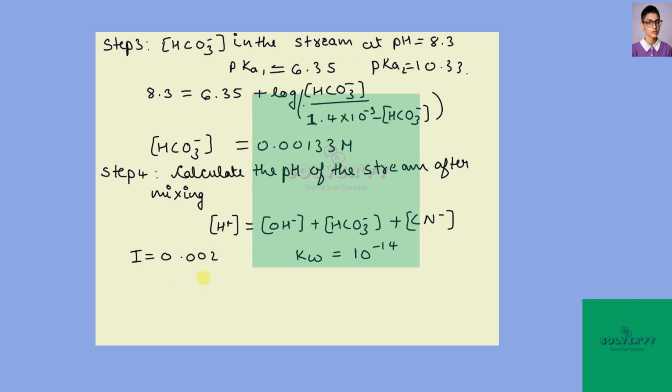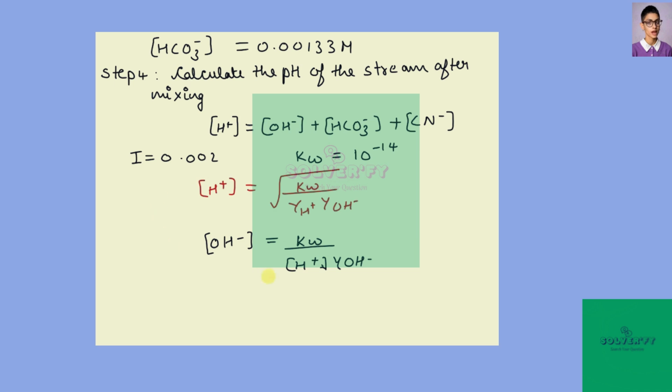So here the Debye-Huckel equation is: concentration of H plus ion is equal to the square root of Kw divided by the gamma of H plus ions and the gamma of OH negative ions. So by rearranging it, we'll get the OH negative ions, and now by calculating this and putting the value in the charge balance equation, we'll get the H plus concentration and we'll get the final pH. By substituting it, we'll get the final new pH, which is 8.22. So this is the answer.